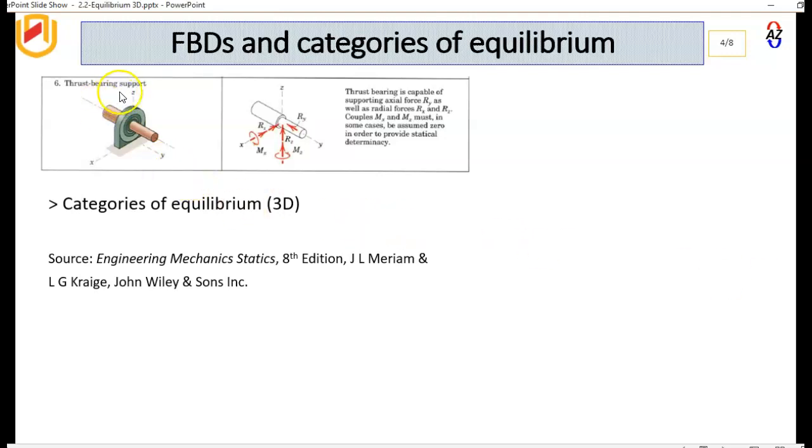Before we look at categories for equilibrium, we have also a thrust bearing. For a thrust bearing, obviously it does not take any load in this direction here. Then we have Rx, Rz, and then the moments in the X and Z, and there is no reaction here in the Y.